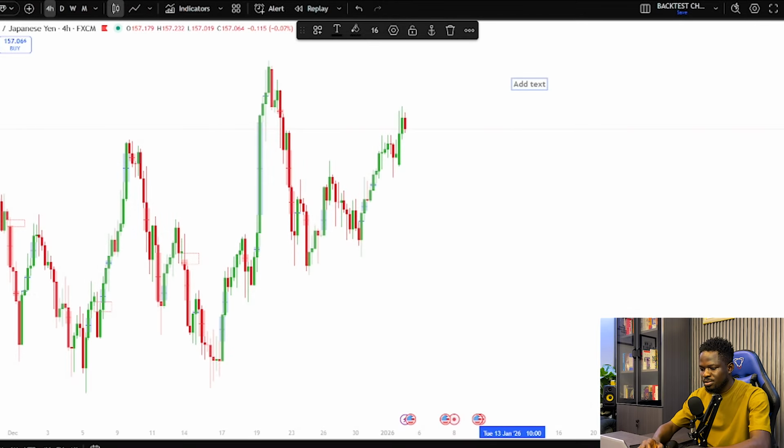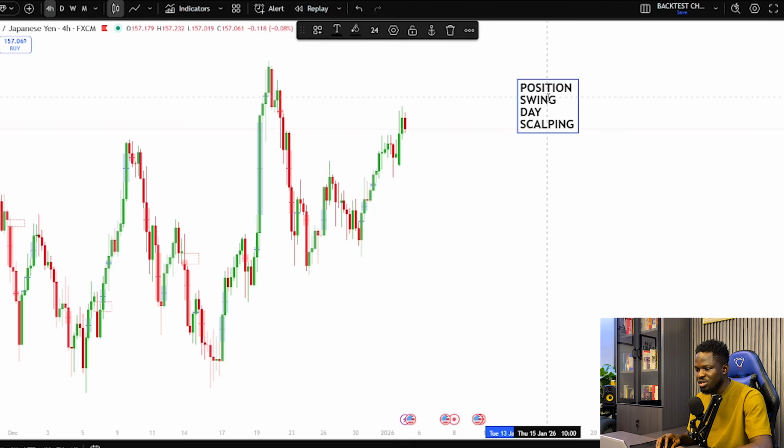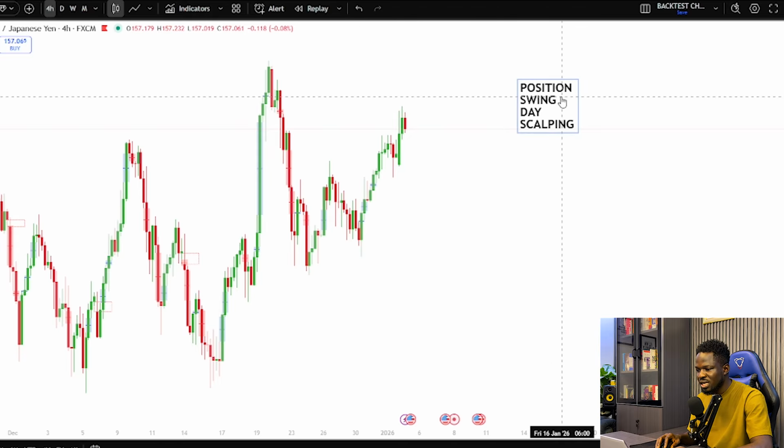There are 4 types of trading style. We have position trading style, we have swing trading style, we have day trading style, then we have scalping trading style. As a professional price action trader, you have to understand the category you belong to. Position traders, these are long-term traders. Swing traders, these are long-term traders. Then day traders, these are short-term traders as well. Then scalpers, these are also short-term traders.